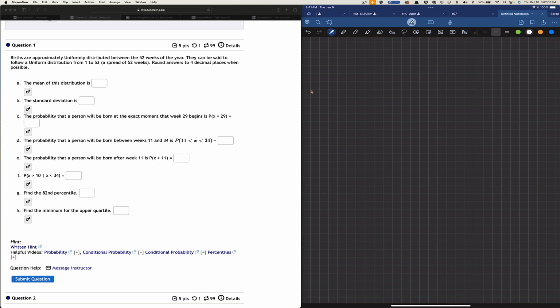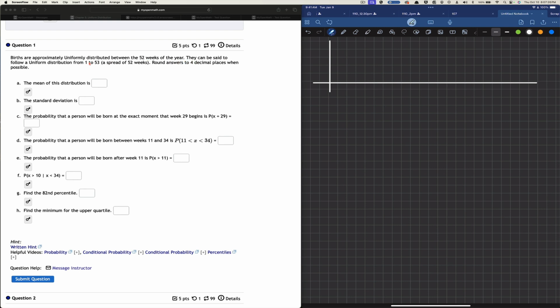All right, so this is, I know it reads question 1, but it'll be the second of the 2 questions that we do, or that I do for you as demonstration. Since they're uniform distributions, I'm already drawing my axes, and we'll see what this problem has to say. Births are approximately uniformly distributed between 52 weeks of the year.